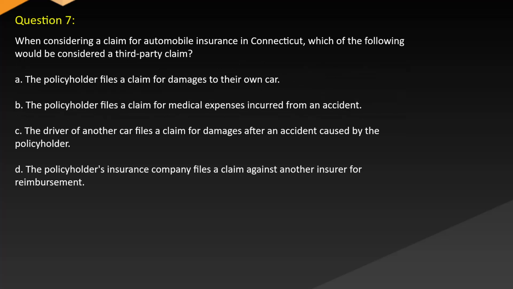Question 7. When considering a claim for automobile insurance in Connecticut, which of the following would be considered a third-party claim? A. The policyholder files a claim for damages to their own car. B. The policyholder files a claim for medical expenses incurred from an accident. C. The driver of another car files a claim for damages after an accident caused by the policyholder. D. The policyholder's insurance company files a claim against another insurer for reimbursement.